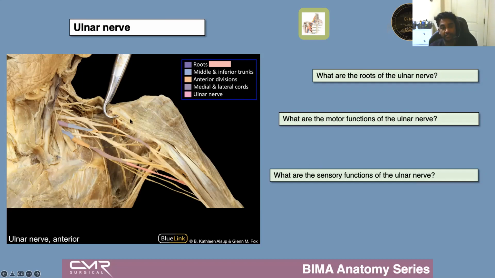So the ulnar nerve can't be all of them. So it has to be C7, C8, and T1. The reason being, if we go over here, we can see only the middle and the inferior trunks are the ones that give path to the ulnar nerve. So therefore, only C7 for the middle trunk, C8 and T1 for the inferior trunks are the only nerve roots that can consist to make the ulnar nerve. Does that make sense?